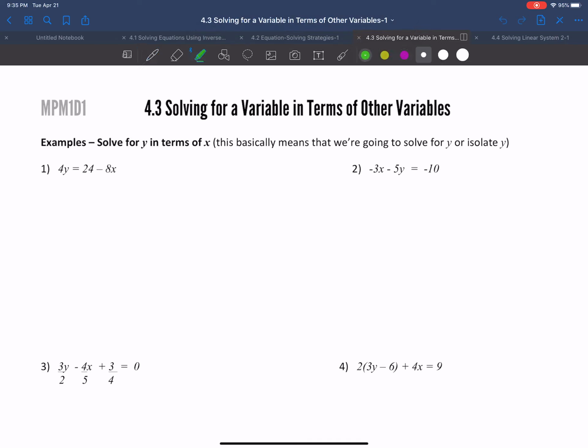So I'm solving for y in terms of x. When you see that, solve for y in terms of x, it means isolate y. The "in terms of" part means that x will be on the other side. So we want y by itself, and then move x to the other side. If it says solve for x in terms of y, then move y to the other side.